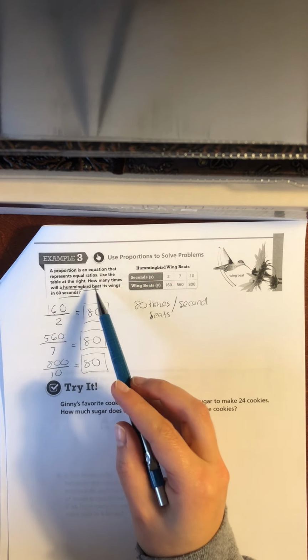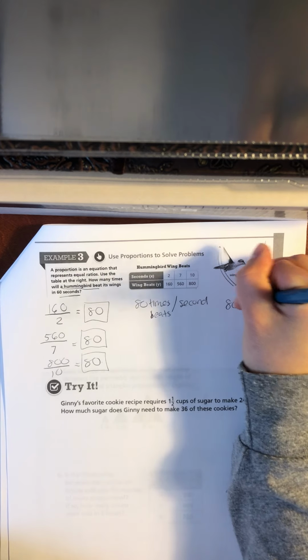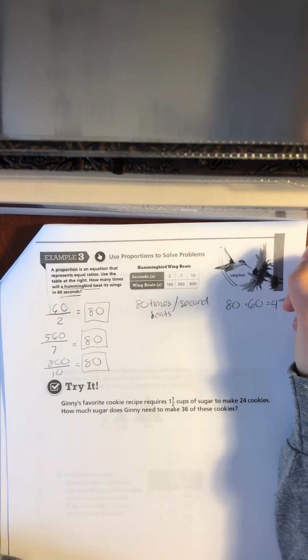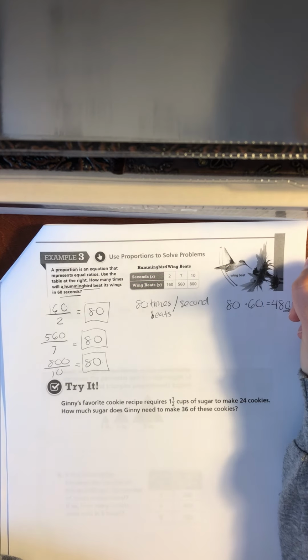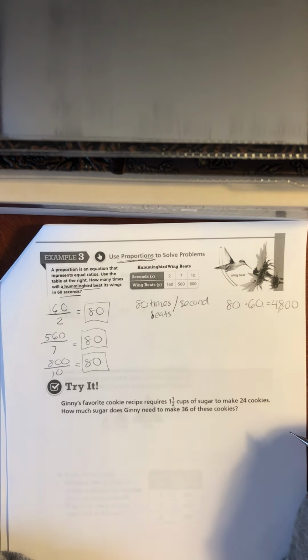So if we want to find out how many times will a hummingbird beat its wings in 60 seconds, all you have to do is 80 times 60. 80 times 6 is 48, 2 zeros, 4,800. Now it says to set up a proportion, so I will show you how to do the proportion for this.